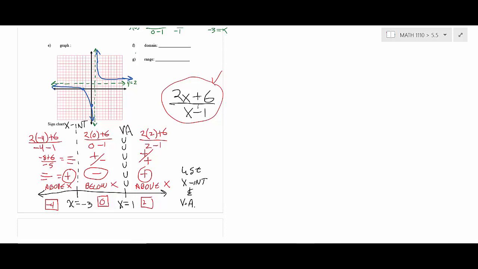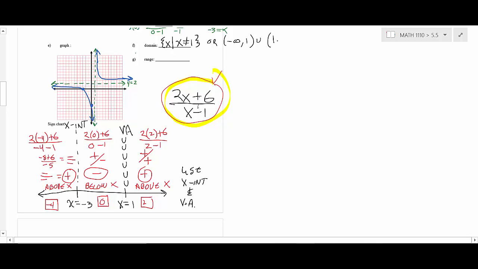All right, let's look at the domain and the range on this, okay? Where is this function undefined? There's one place. Where is it undefined? At 1. So what we could say here is the set of x such that x is not equal to 1. You can write it that way for your domain, or you could write interval notation. You can say negative infinity to 1, union 1 to infinity, like that, okay?